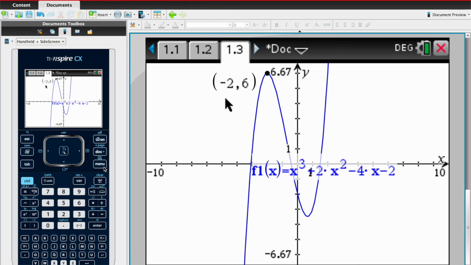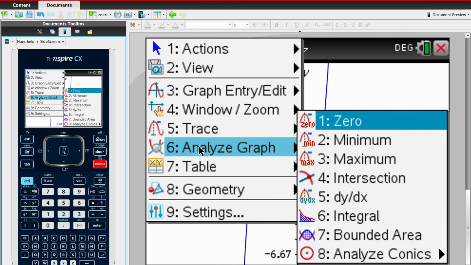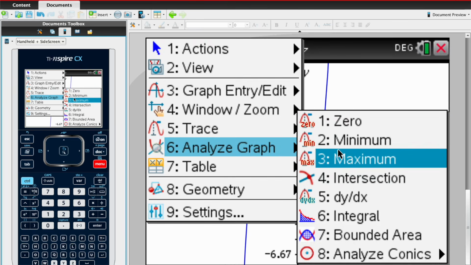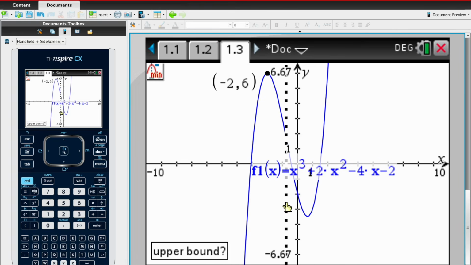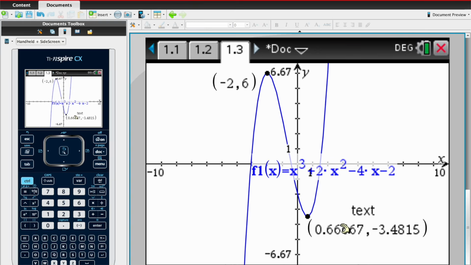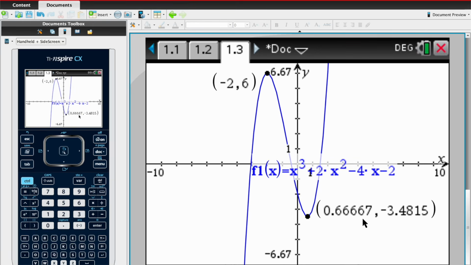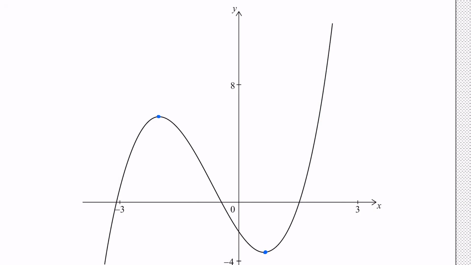Let's actually find the minimum once again, and then we'll go back to the document. So analyze graph, find the minimum, sweep over, and this is 0.666667, or 2/3. All right, and that would be the x coordinate. Okay, so let's go ahead and write this out. So here we are back at our document. I'm actually going to put both of these and then write out the answer.